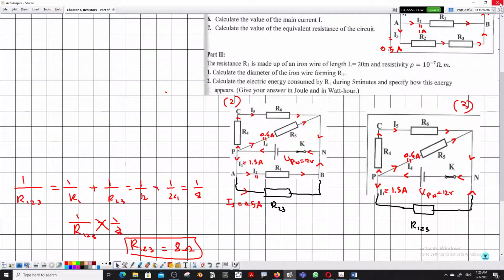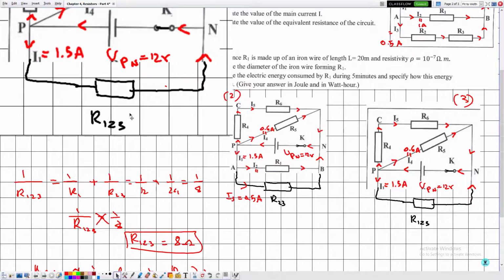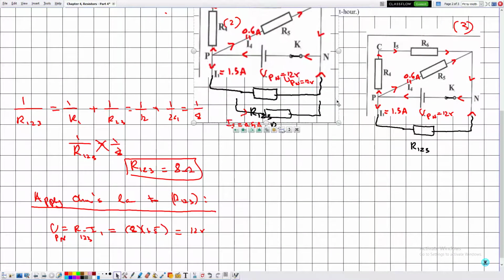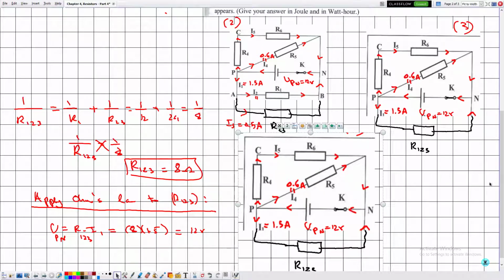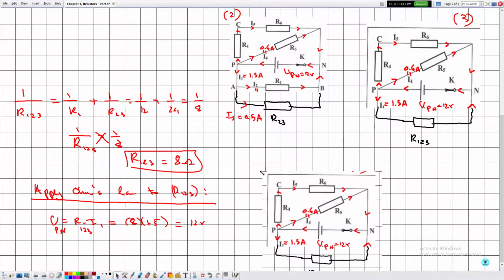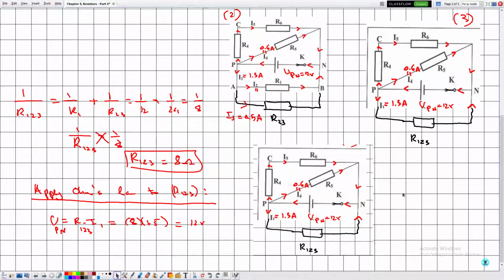Okay, this will be more difficult. Let me say the following. Okay. So here, this is circuit number 4. Okay, so now it's easier for me to draw it.